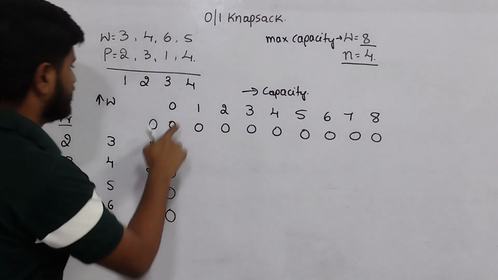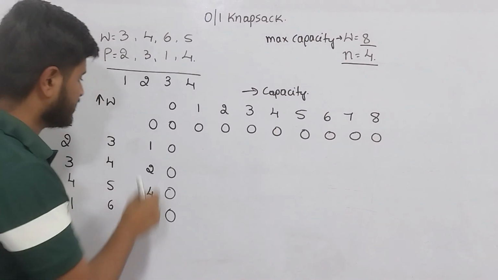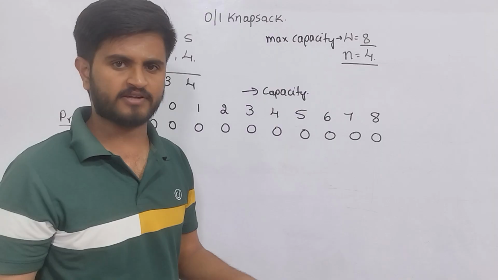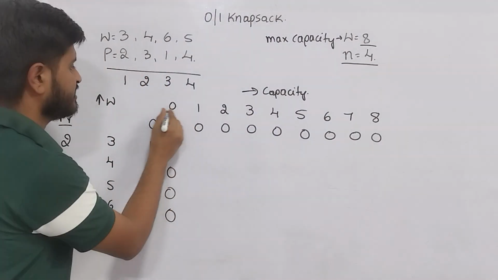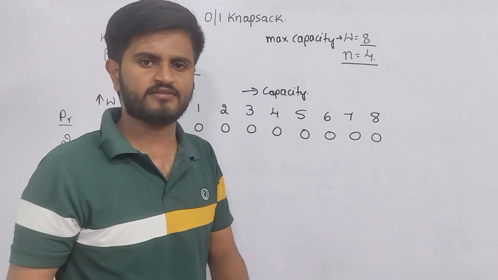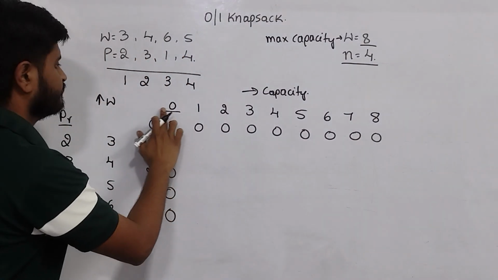What does 0 capacity tell us? Whatever the size of the objects and whatever the objects you have, there is no space to keep them, because the capacity is 0. Can you place any object if the capacity is 0? No, you can't place it.